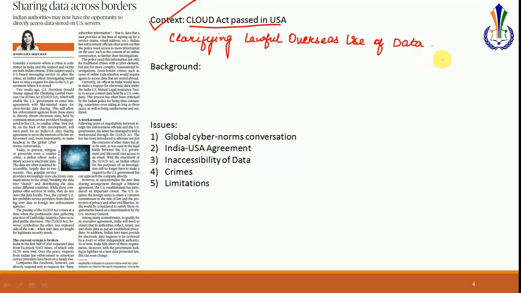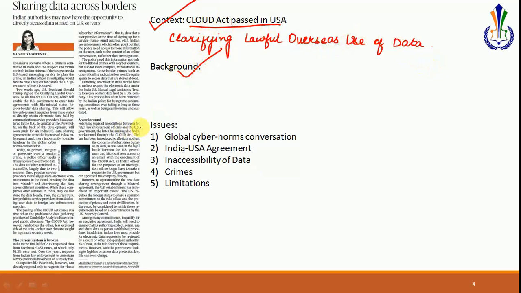Now this is an act which will enable the like-minded states for cross-border data sharing. This will allow law enforcement agencies from other states to directly obtain, from other countries for that matter, electronic data which is held by communication service providers in US. So that is something that is important from the background aspect of this particular act.